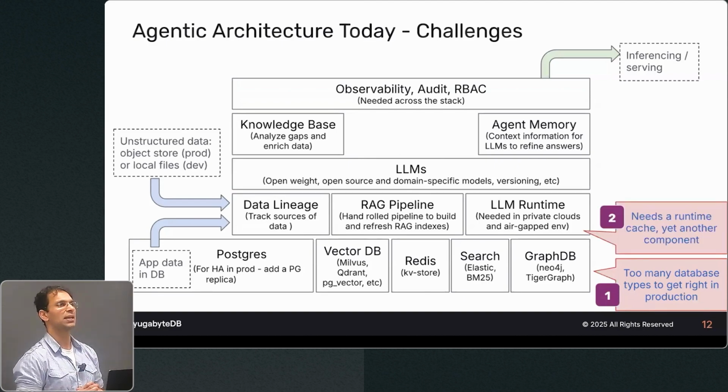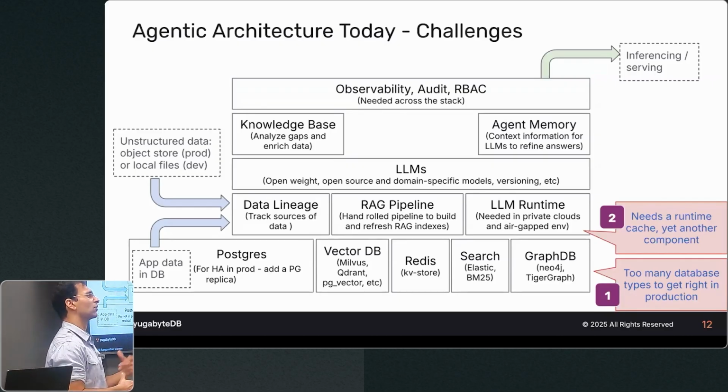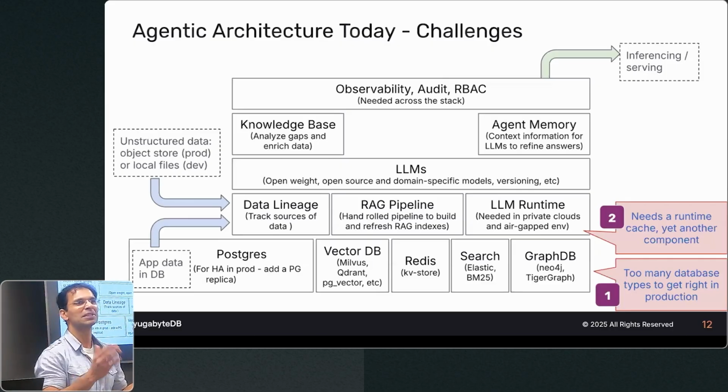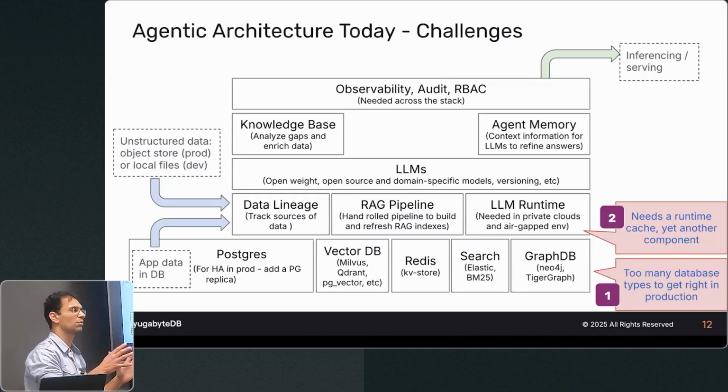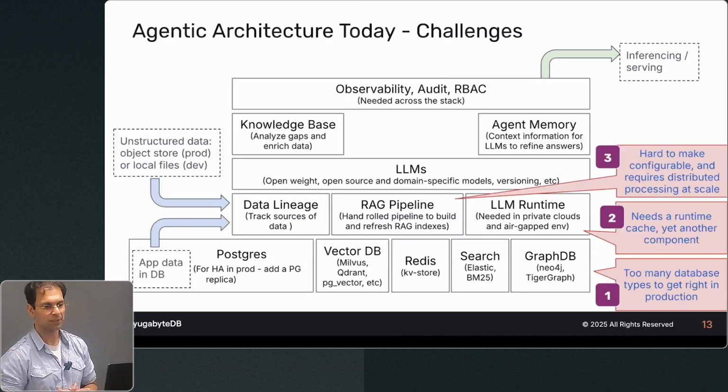The second problem is you need an inferencing cache to speed up some of the operations, especially if you want to reduce your bill. Everybody likes to save money, so they don't want to keep paying for repeated operations on GPUs. So you want to make sure that that's more efficient.